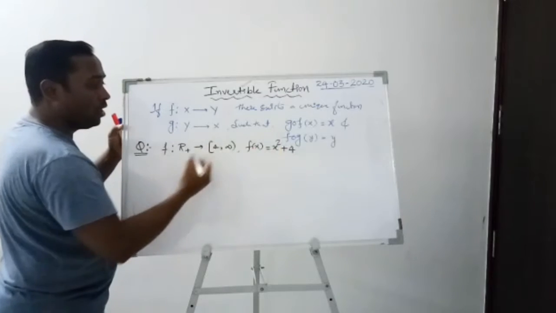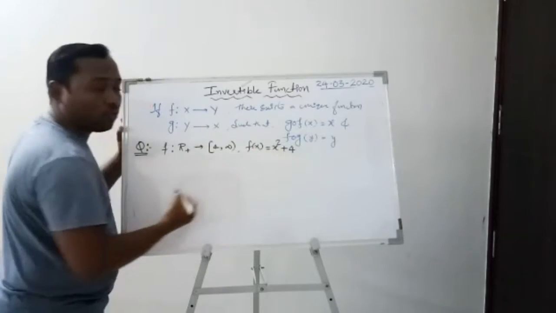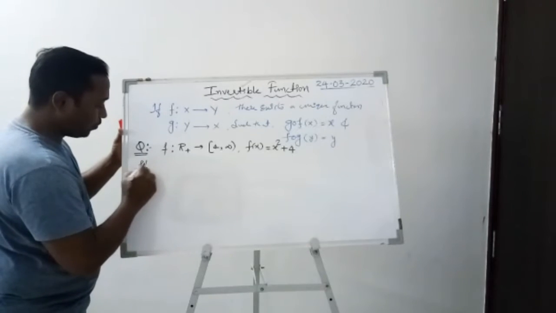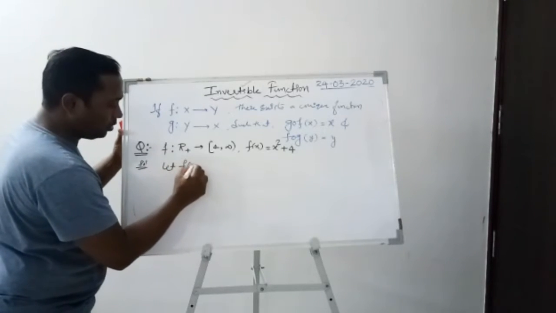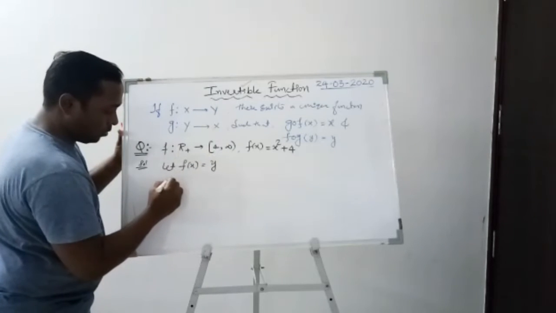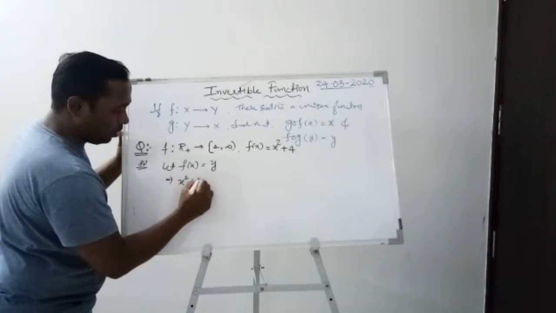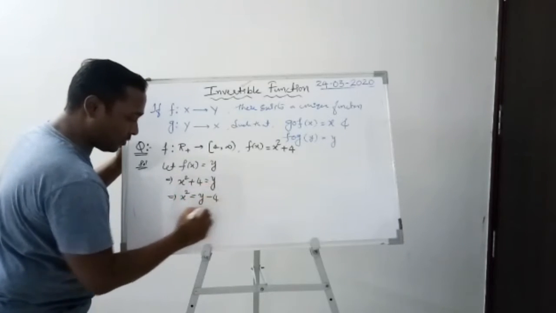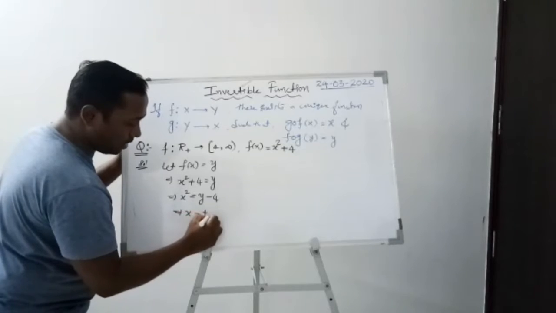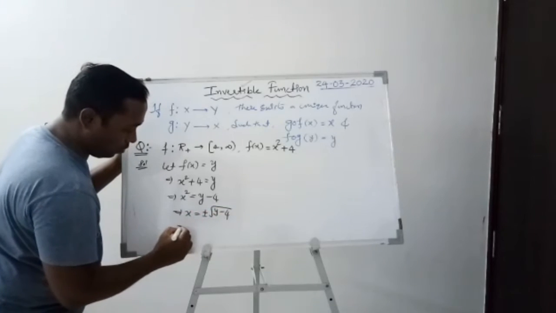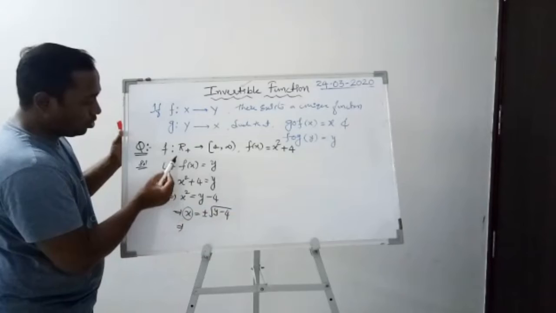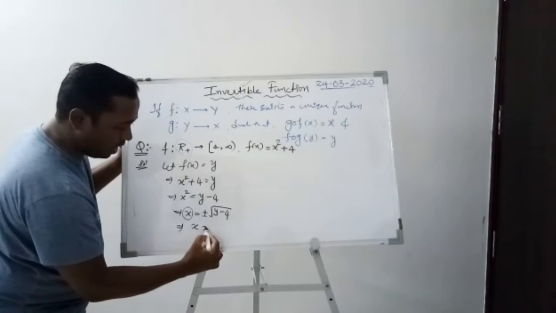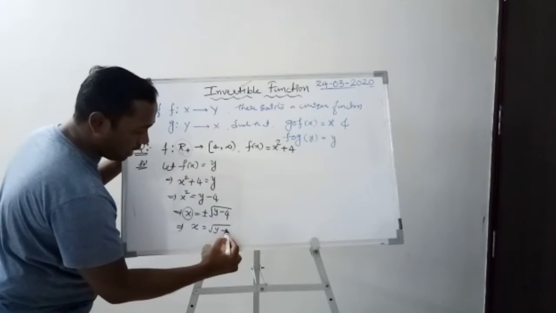For that, first we'll let the given function f of x equal to y, just like we were doing in the onto process. So x square plus 4 equals y. Ultimately x square equals y minus 4. Then x is equal to plus or minus under root of y minus 4. And as we know that x belongs to positive real numbers, we can ignore the negative sign. So x finally equals under root of y minus 4.